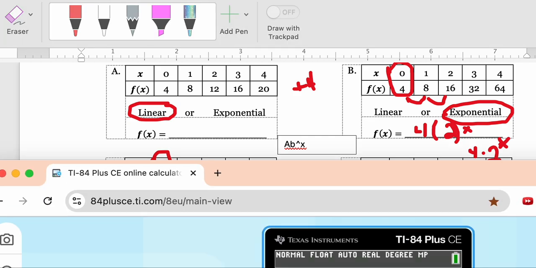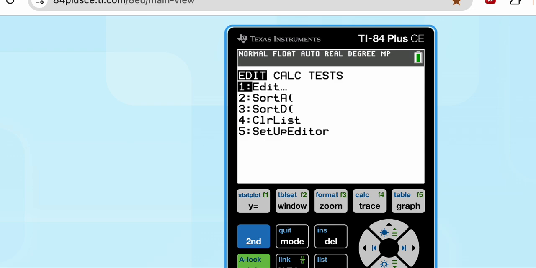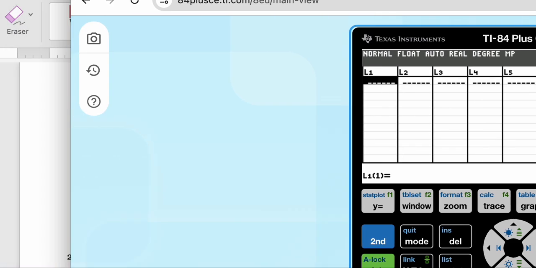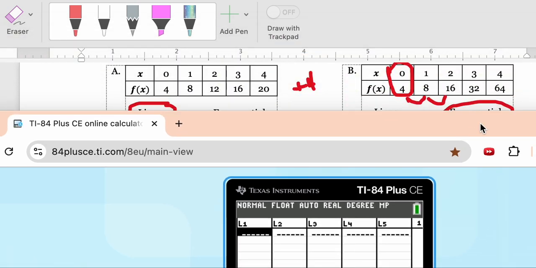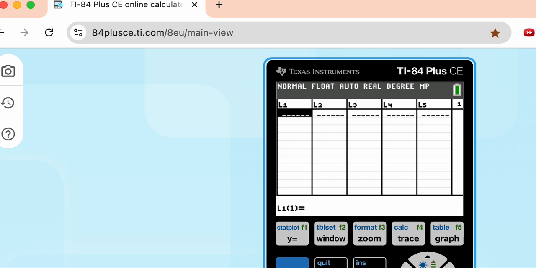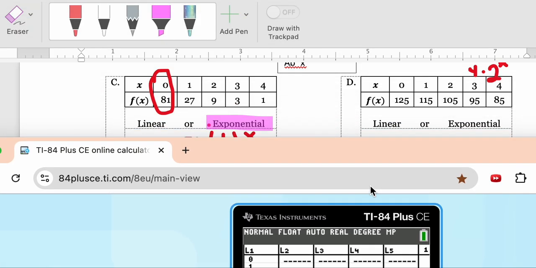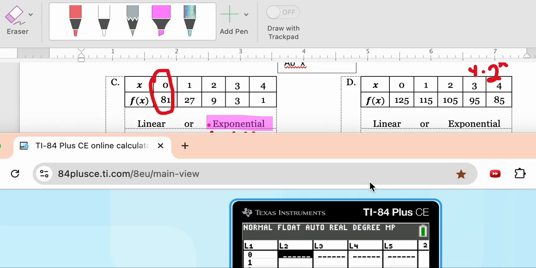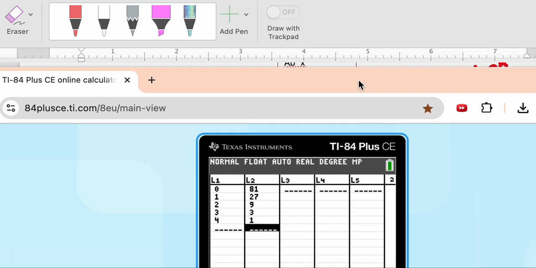linear, you could also go into your calculator, hit stat, edit, and you're going to put in your x values for line 1 and your y values for line 2. So the values are right here. So for x, I have 0, 1, 2, 3, 4, and I think it goes to 5. No, just to 4. Okay, and for y, I have 81, 27, 9, 3, and 1. Okay, so I have my numbers in.